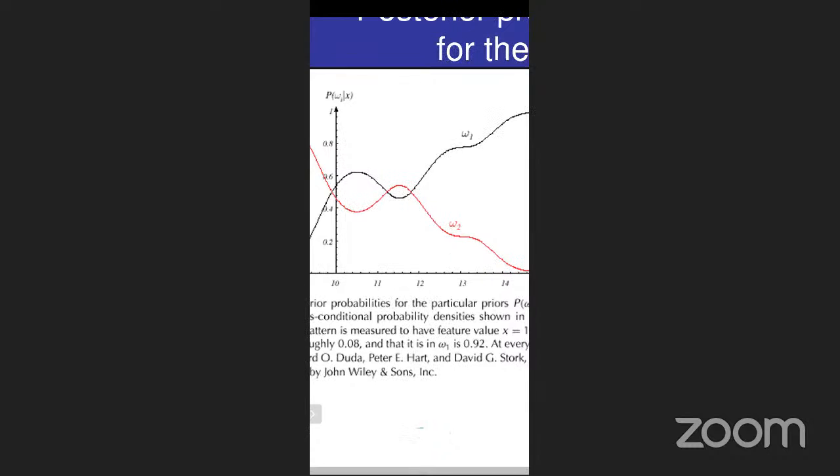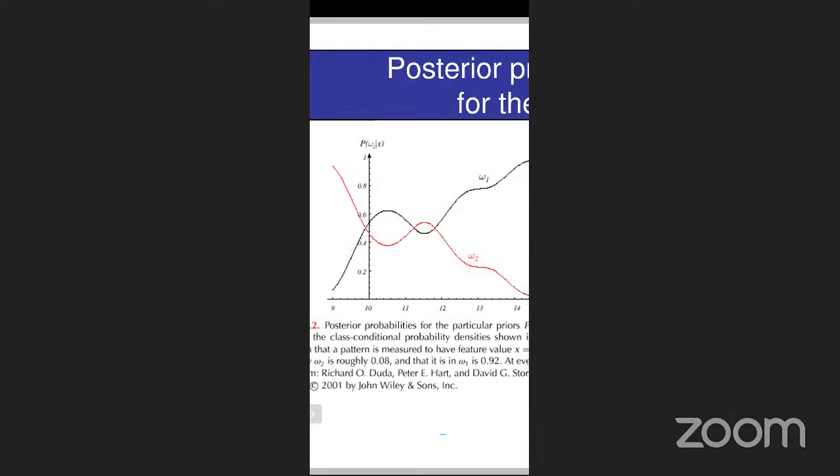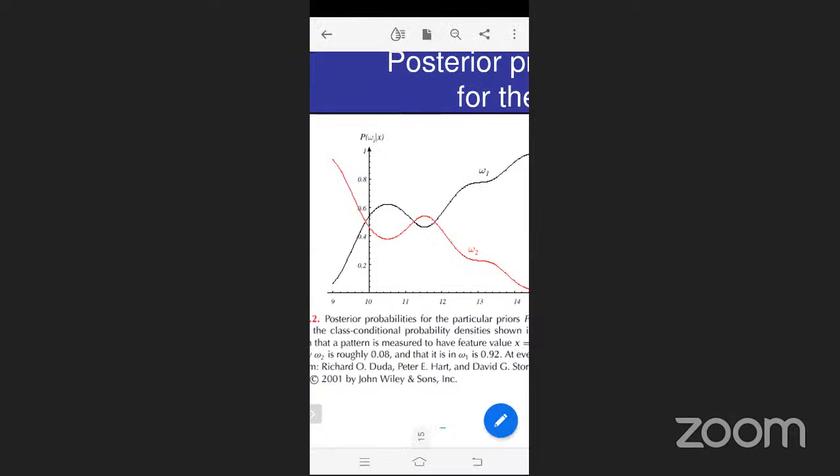You take a value of 13. Take this value of 13. Probability of omega 1 given x is this number, and probability of omega 2 given x is this number on the y-axis. Which class will you identify it to be? For a given feature x, which class will it be more likely, omega 1 or omega 2?